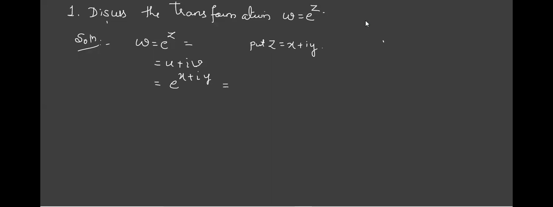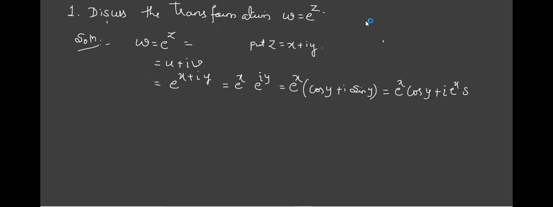A raised to m plus n can be written as a raised to m into a raised to n. So there is no problem with e raised to x, but e raised to iy we need to simplify. How can we write e raised to iy? Cos y plus i sin y. Very good. We have e raised to i theta is cis theta, same format. Now we can separate it. So this is e raised to x cos y plus i e raised to x sin y.